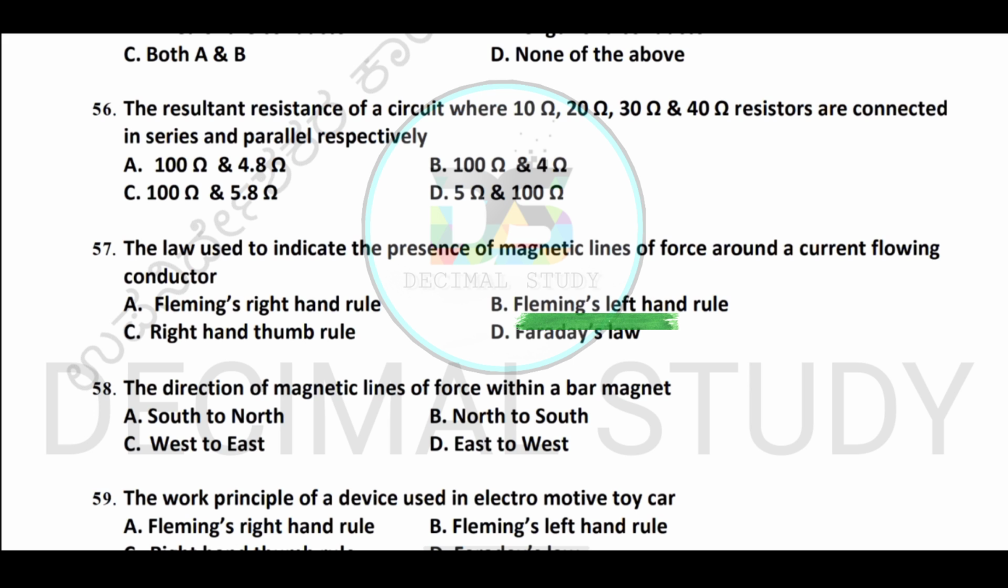Question number 58. The direction of magnetic lines of force within a bar magnet. Options are: south to north, north to south, west to east, east to west. The right answer is option A, south to north.